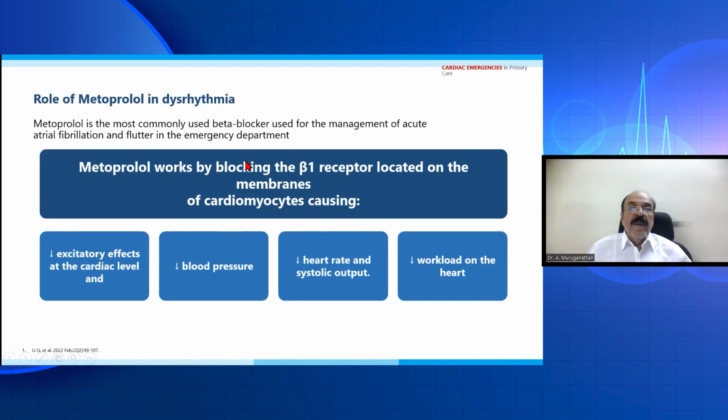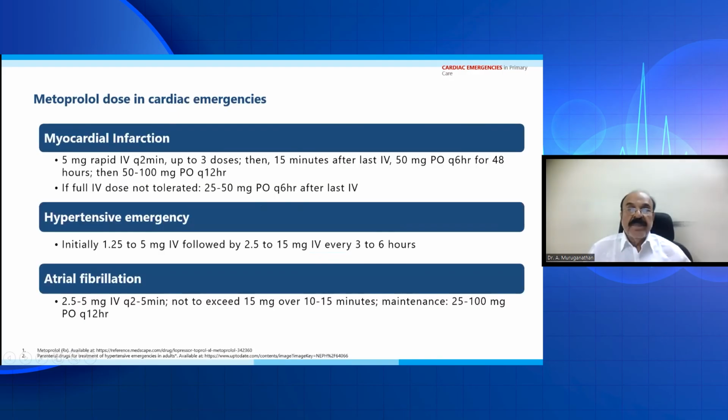Of course, metoprolol works by blocking the beta 1 receptor located in the membranes of cardiomyocytes, causing decreased excitatory effects at the cardiac level, decreased blood pressure, decreased heart rate and systolic output, decreased workload on the heart. And metoprolol in cardiac emergencies, in myocardial infarction, can be used as IV as well as tablets.